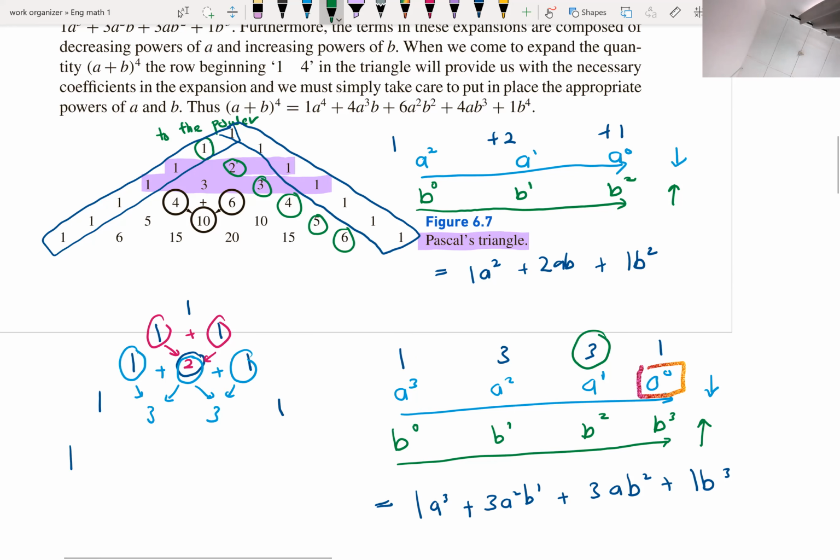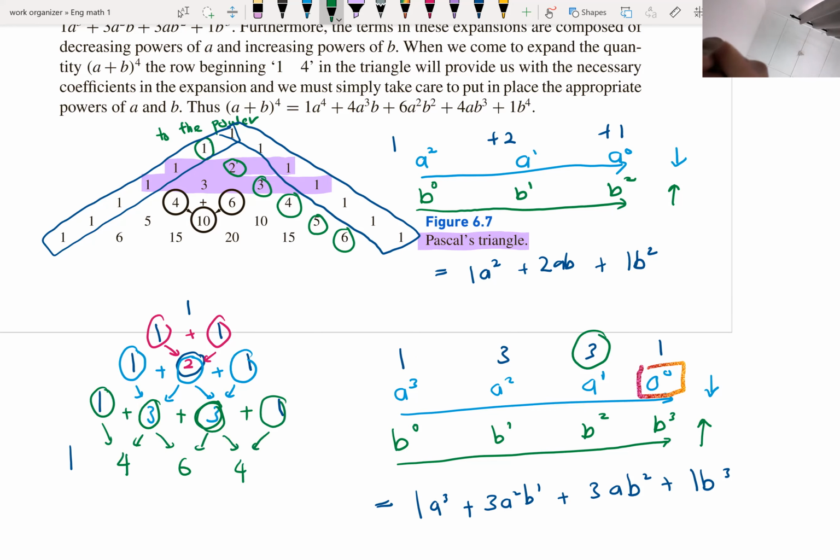Then this one plus this one becomes 4. And then 3 plus 3 becomes 6. Then this one plus this one becomes 4, and the end also becomes 1. So that is how we form Pascal's triangle.